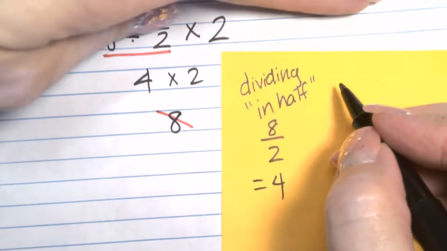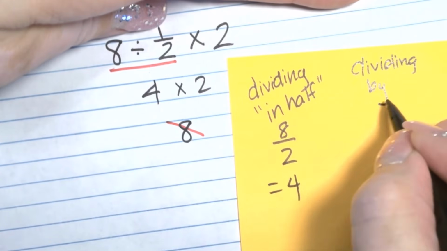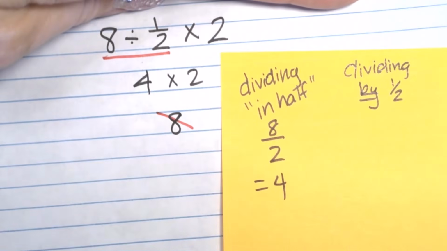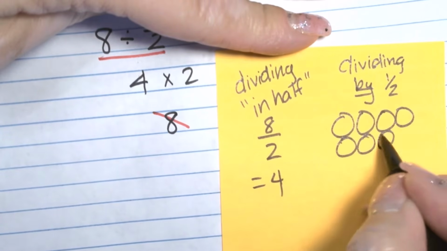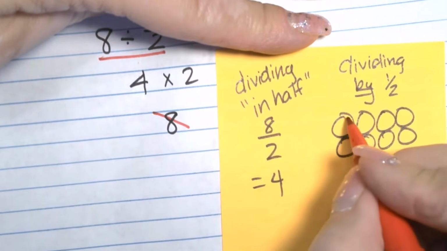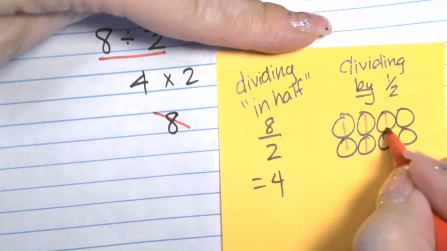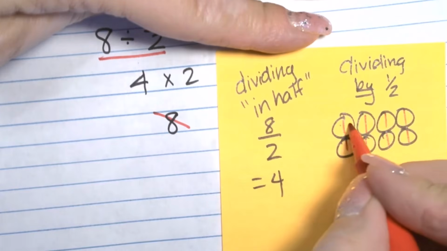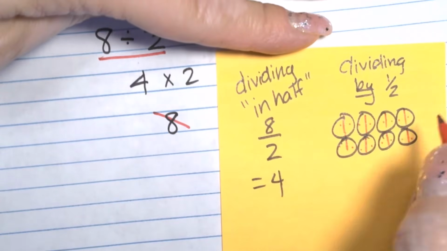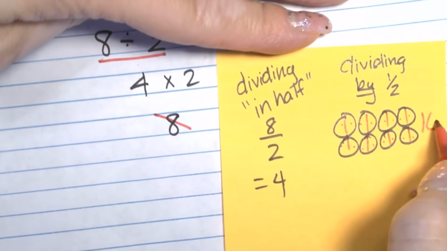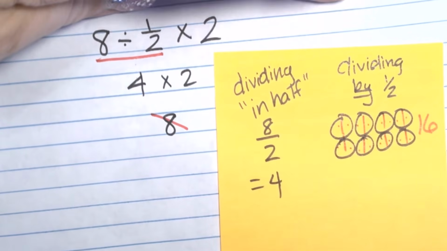When you are dividing by 1/2, visually, what you're asking is how many halves are in an 8. So I've got 1, 2, 3, 4, 5, 6, 7, 8, and the question is how many halves are there here? 1, 2, 3, 4, 5, 6, 7, 8, 9, 10, 11, 12, 13, 14, 15, 16. There are 16 halves, and I should have gotten a 16.